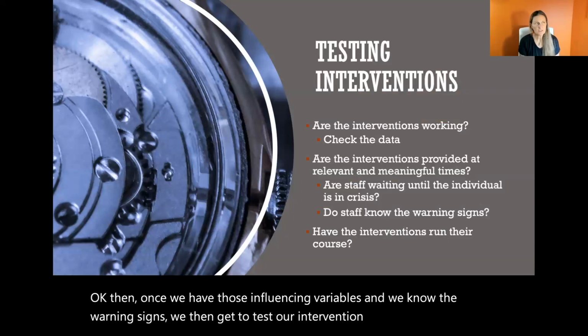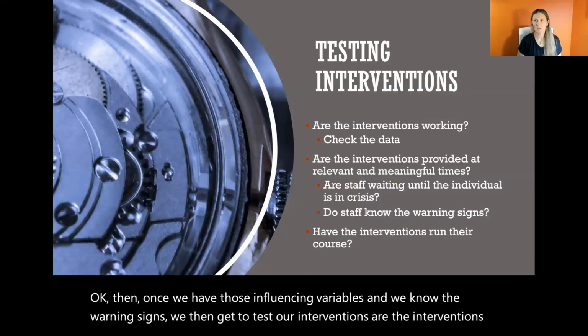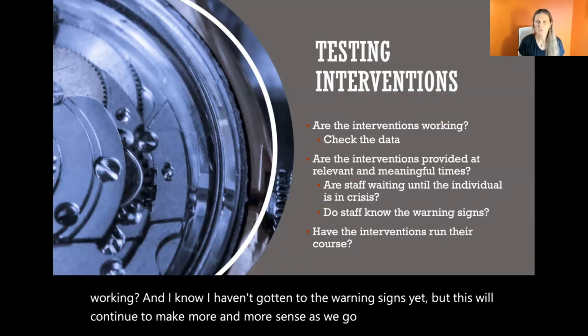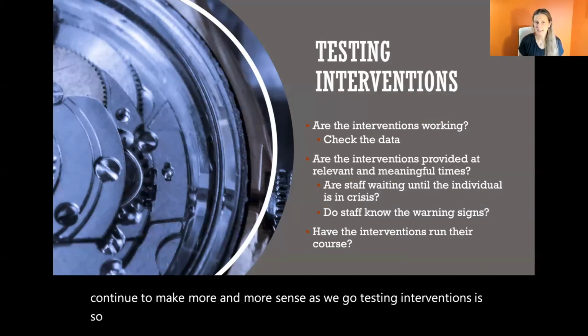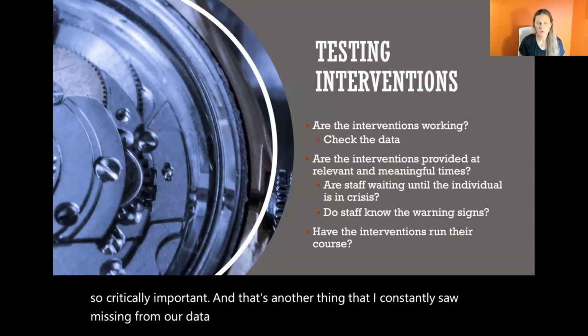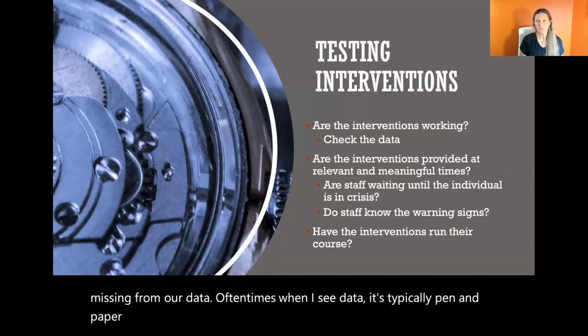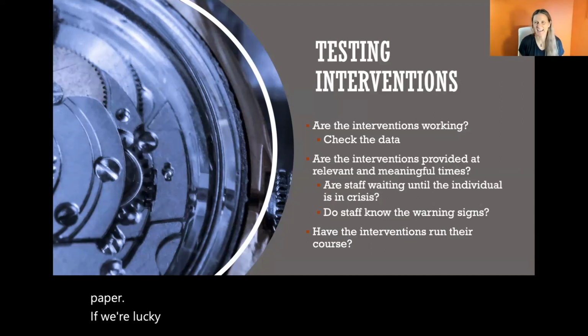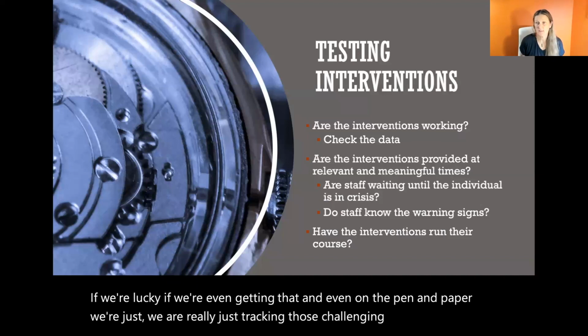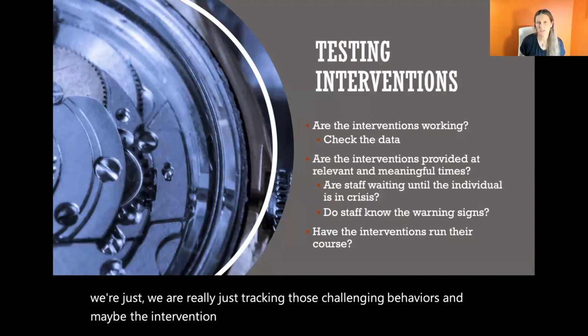interventions. Are the interventions working? And I know I haven't gotten to the warning signs yet, but this will continue to make more and more sense as we go. Testing interventions is so critically important, and that's another thing that I constantly saw missing from our data. Oftentimes when I see data, it's typically pen and paper, if we're lucky, if we're even getting that. And even on the pen and paper, we are really just tracking those challenging behaviors and maybe the intervention and possibly the effectiveness of it.